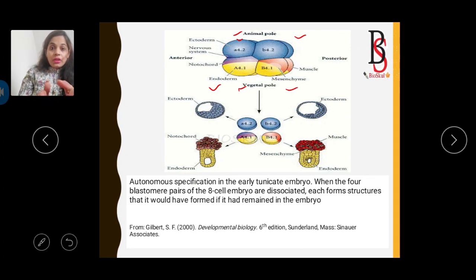And here you can also observe that after the dissociation of the blastomeres, the cell fate depends on its own. So A4.2 developed the ectoderm, and B4.2 also the ectoderm. A4.1 developed the notochord, and B4.1 developed the muscles and mesenchyme. So here, what happened in autonomous specification is that the cell fate is determined by the cell's own factors.